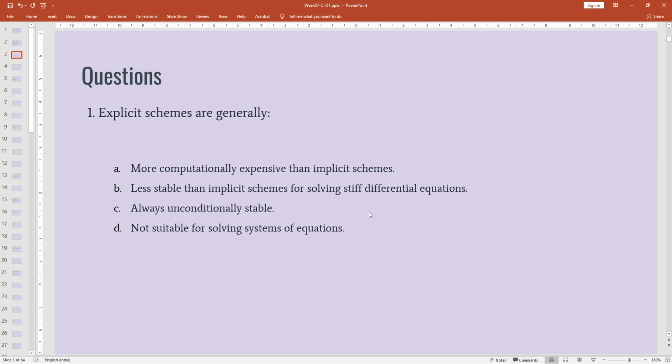First question. It's a general question based on schemes. Explicit schemes are generally: Option A, more computationally expensive than implicit schemes. Option B, less stable than implicit schemes for solving stiff differential equations. Option C, always unconditionally stable. Option D, not suitable for solving systems of equations. You can inbox the answer. Please try answering the question.